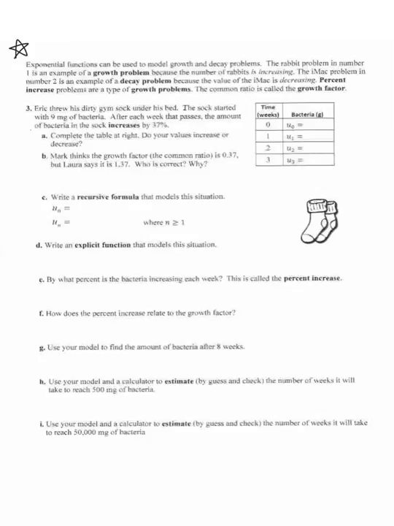For A, it says complete the table at the right. Do your values increase or decrease? So at week 0, u sub 0 is equal to, remember, u sub 0 is always the starting amount. So in this case, the sock started with 9 milligrams of bacteria. So we're going to put 9 here. And this G should be milligrams instead of grams.